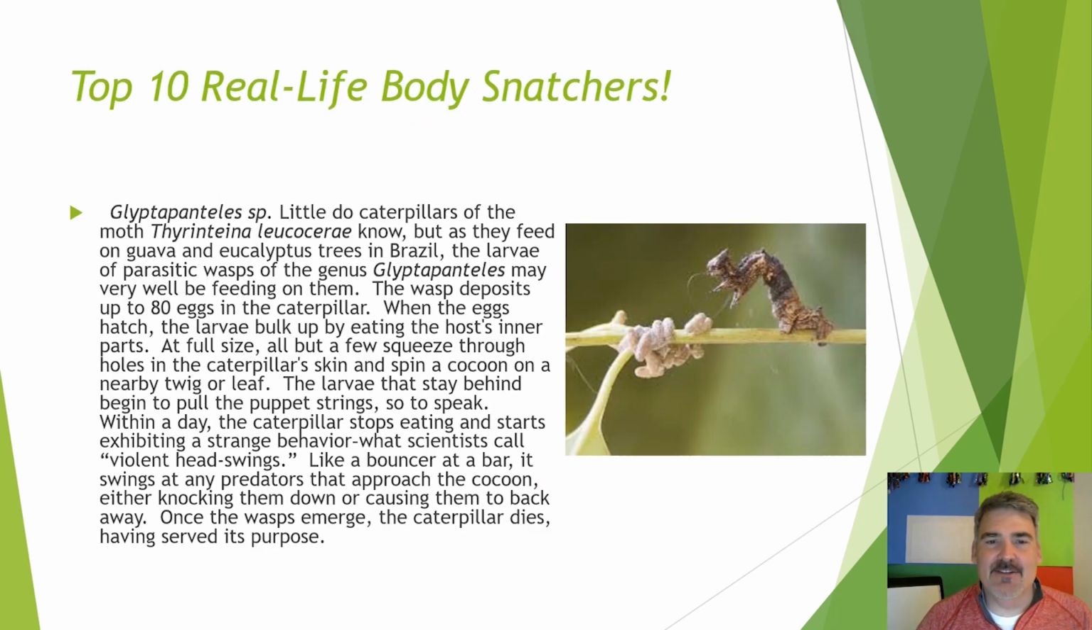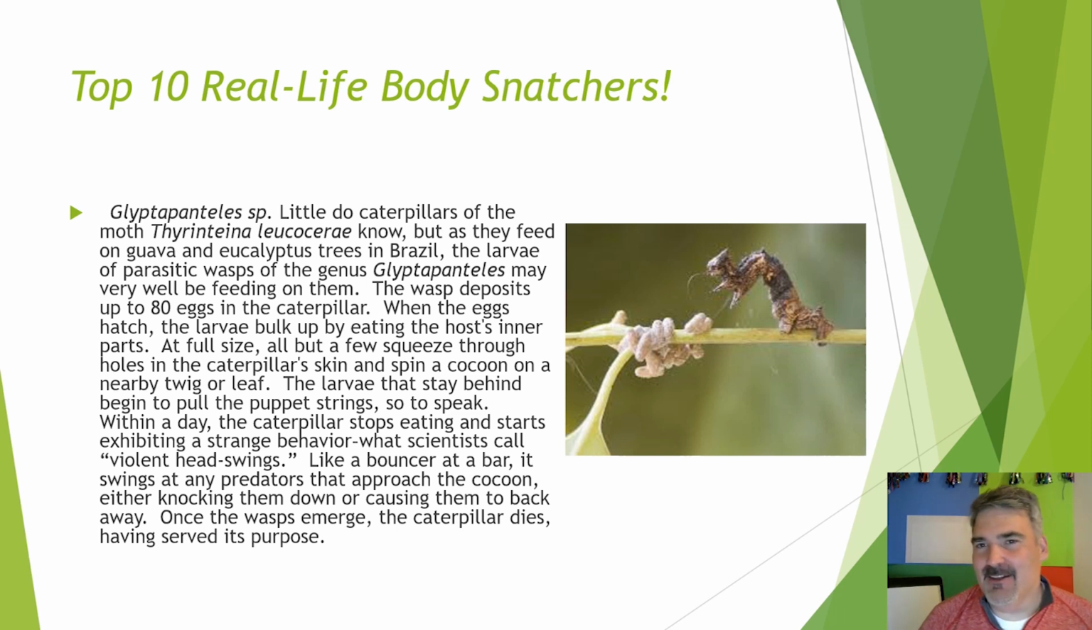Glyptopantales. Little do caterpillars of the moth Pharyntina leucocephala know, but as they feed on guava and eucalyptus trees in Brazil, the larva of the parasitic wasp of the genus Glyptopantales may very well be feeding on them. The wasp deposits up to 80 eggs in the caterpillar.